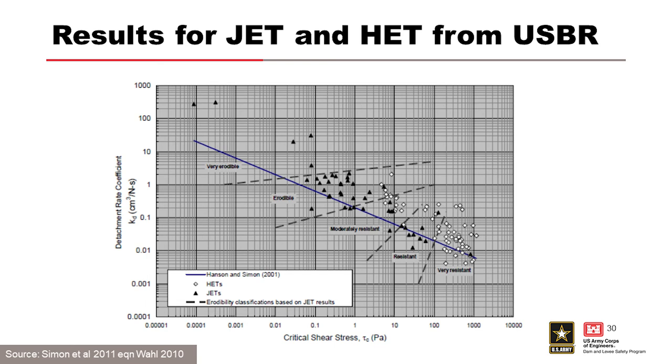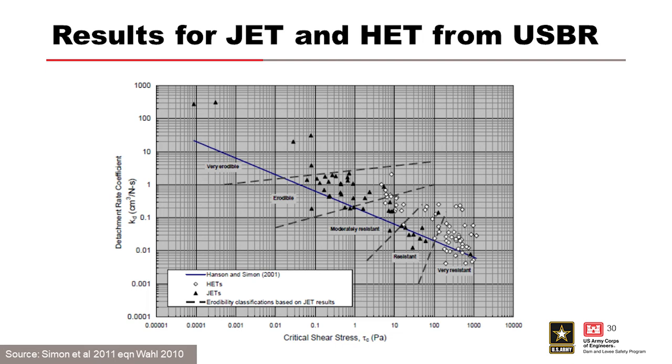What do we do with them? Well, this is what we do with them. Of course, we plot them. We're engineers, we plot everything. So we have critical shear stress and detachment rate coefficient. And Hanson and Simon in 2001 developed a relationship to correlate critical shear stress and erodibility coefficient.